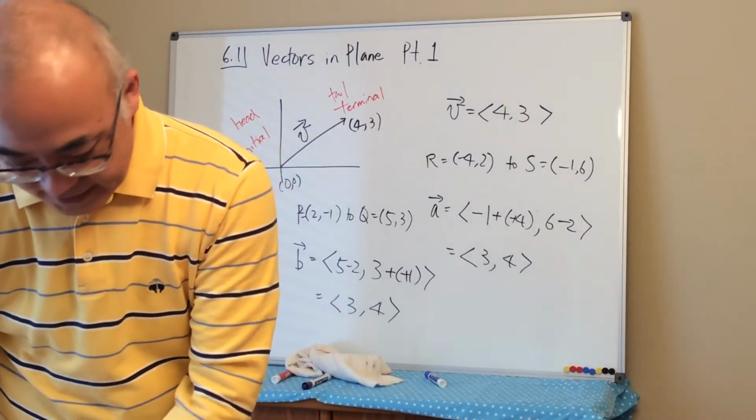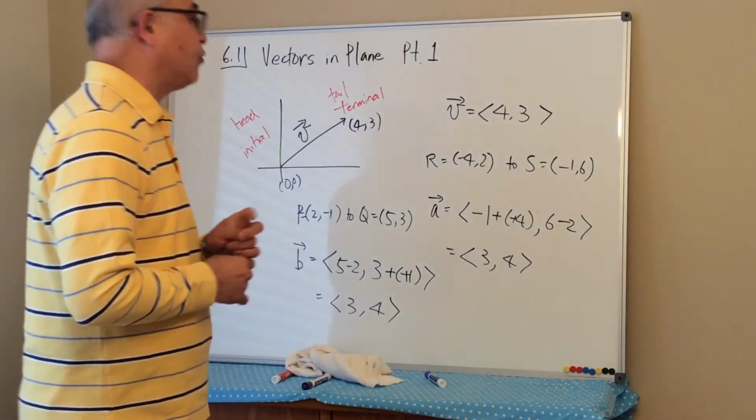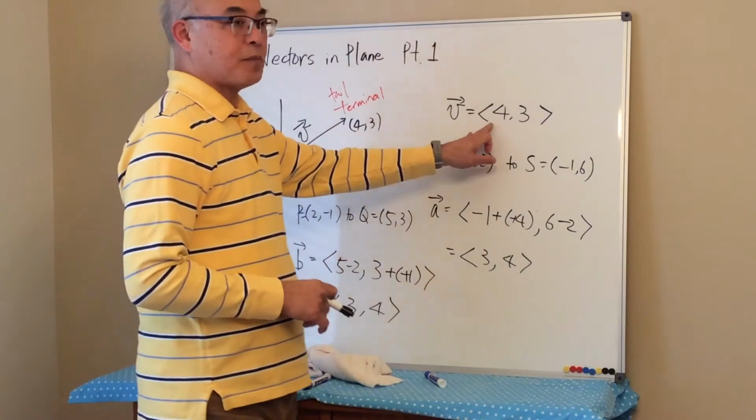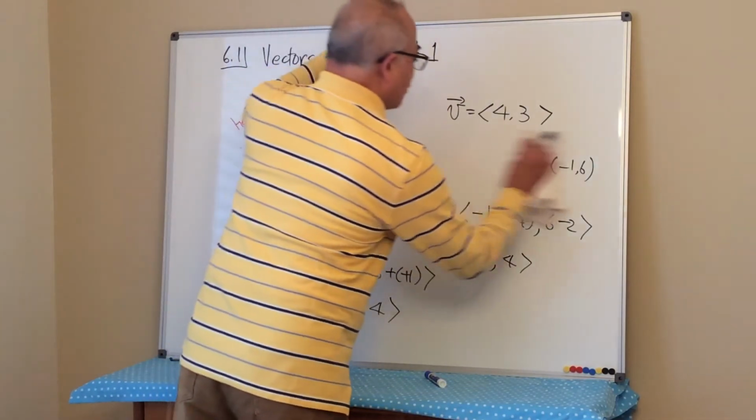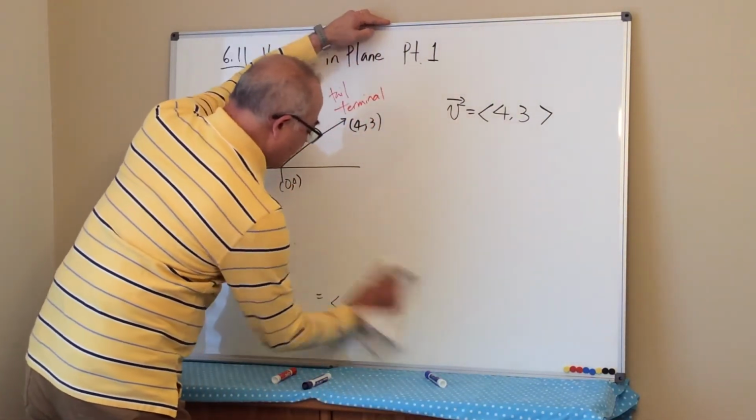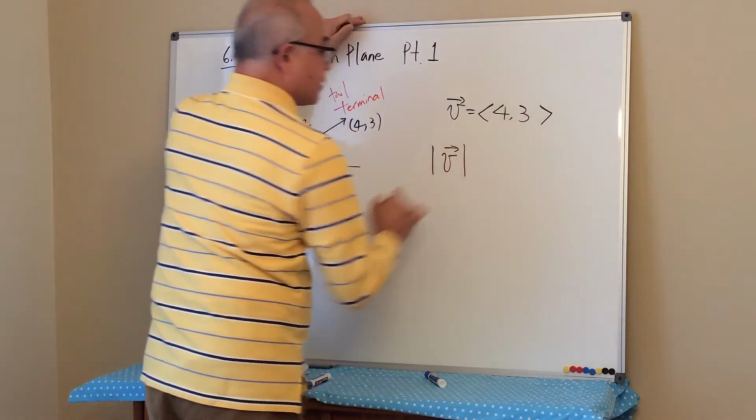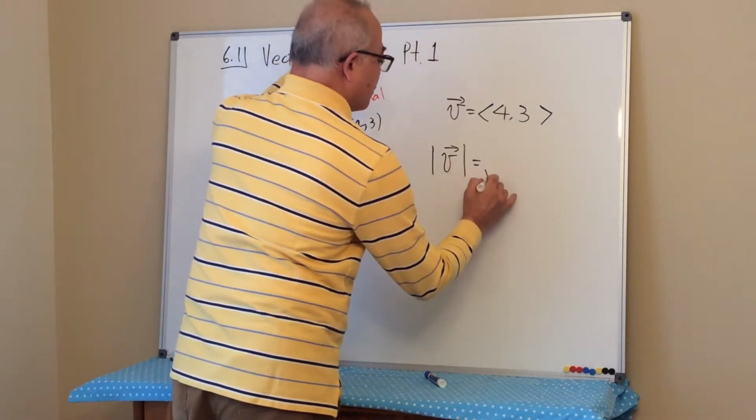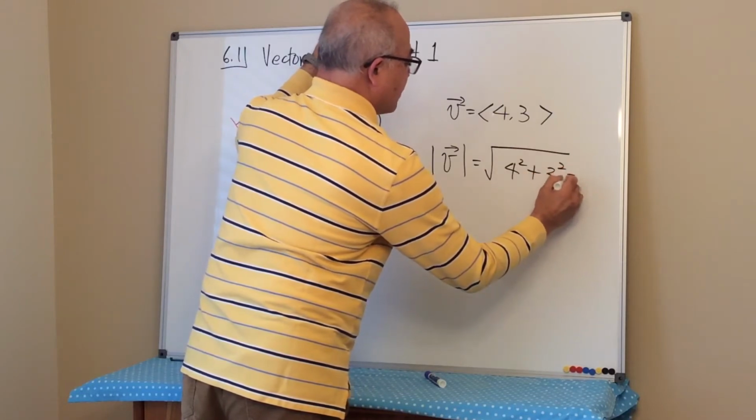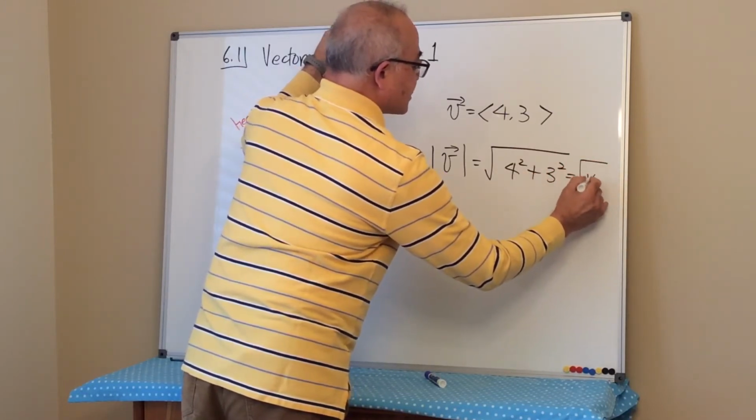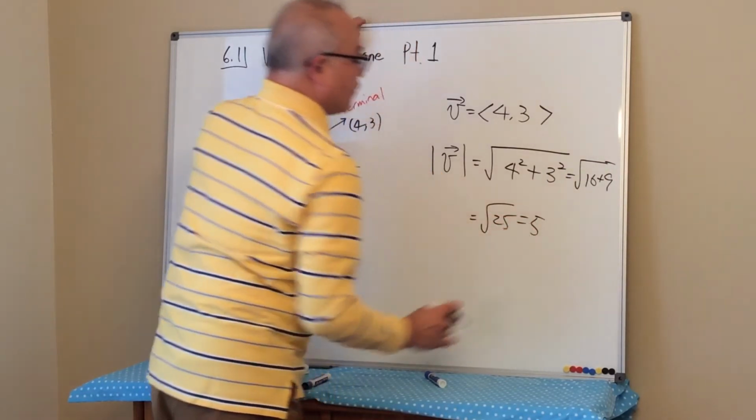Okay, that's that. If you flip the page, it says how to define the magnitude. The magnitude of a vector is nothing more than the x component squared plus the y component squared, and the square root of that. We denote the magnitude by using these bars, and that's called the magnitude. The magnitude here is going to be 4 squared plus 3 squared, which is 16 plus 9, the square root of 25, which is equal to 5.